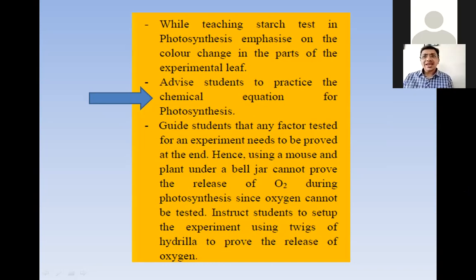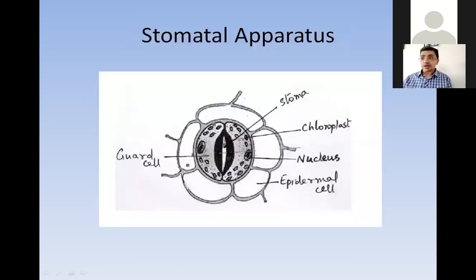Guide students that any factor tested in an experiment needs to be proved at the end. So if you test something, it has to be proved. Hence, using a mouse and a plant under a bell jar cannot prove the release of oxygen during photosynthesis, right? Since oxygen cannot be tested here, instruct students to set up the experiment using twigs of hydrilla to prove the release of oxygen. You know, there are bubbles, the inverted funnel experiment. That is something you are supposed to be very careful of.